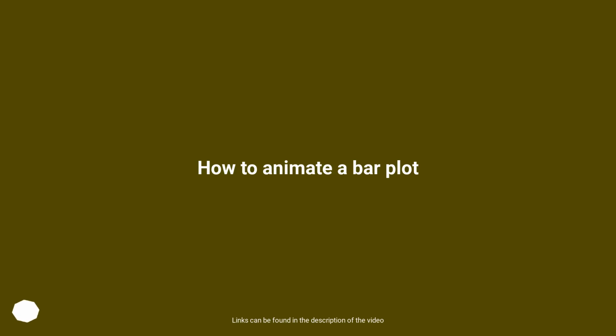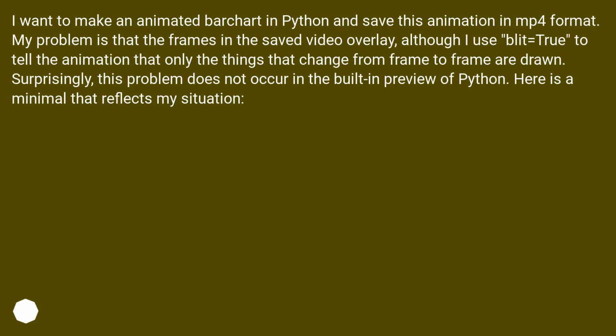How to animate a bar plot. I want to make an animated bar chart in Python and save this animation in MP4 format. My problem is that the frames in the saved video overlay, although I use blit equals true to tell the animation that only the things that change from frame to frame are drawn. Surprisingly, this problem does not occur in the built-in preview of Python. Here is a minimal example that reflects my situation.